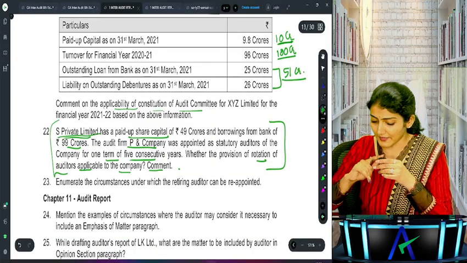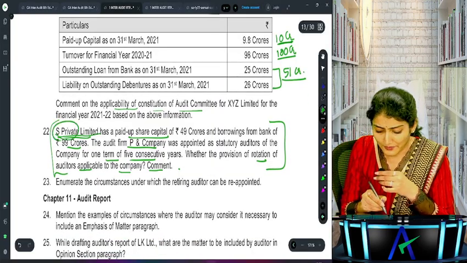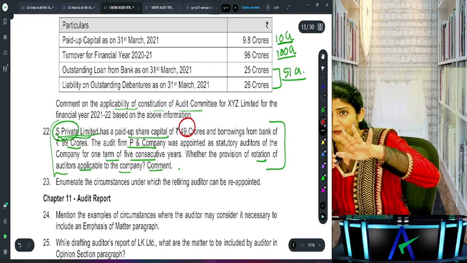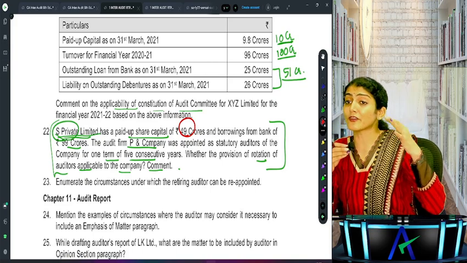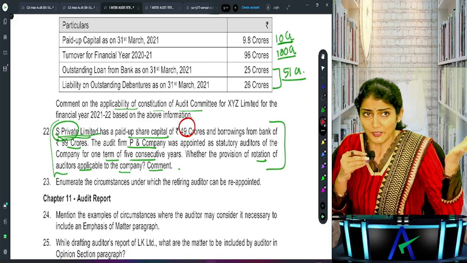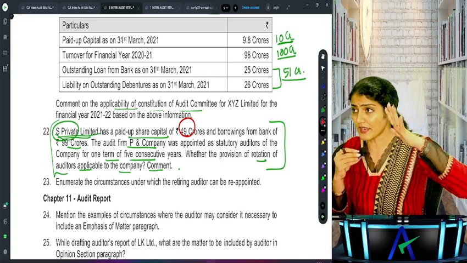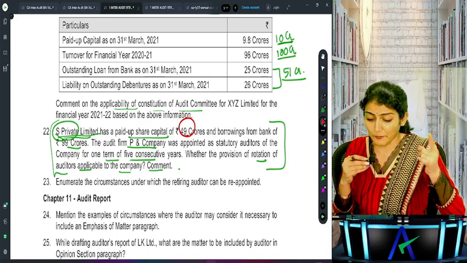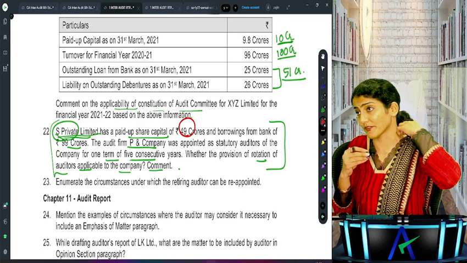So here what does it say? Right, as private limited, having paid up share capital of 49 crore, so it is less than 50 crore, but borrowings from banks of 99 crore, so that is more than 50 crore. So rotation provisions are applicable to S Private Limited. Audit firm P and Company was appointed as auditor for one term of 5 consecutive years, right?